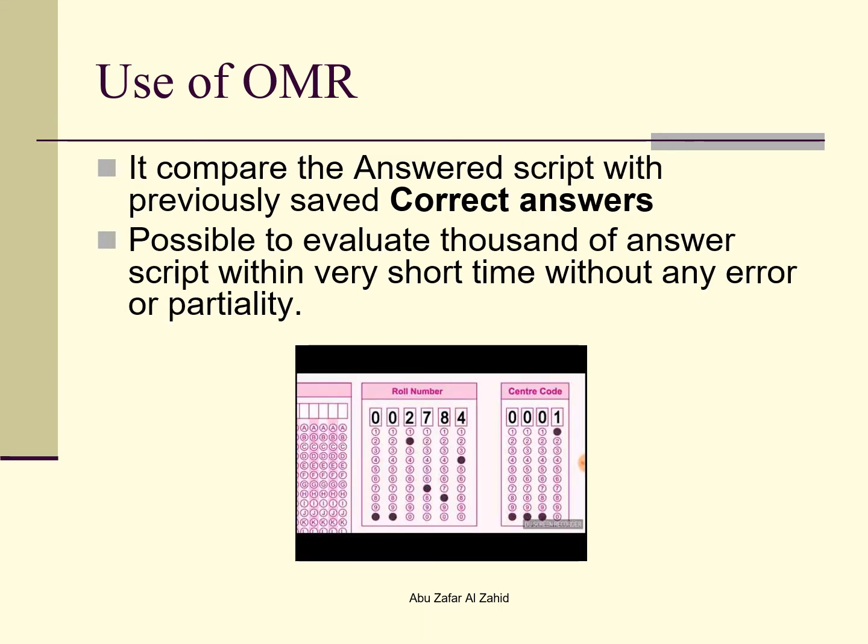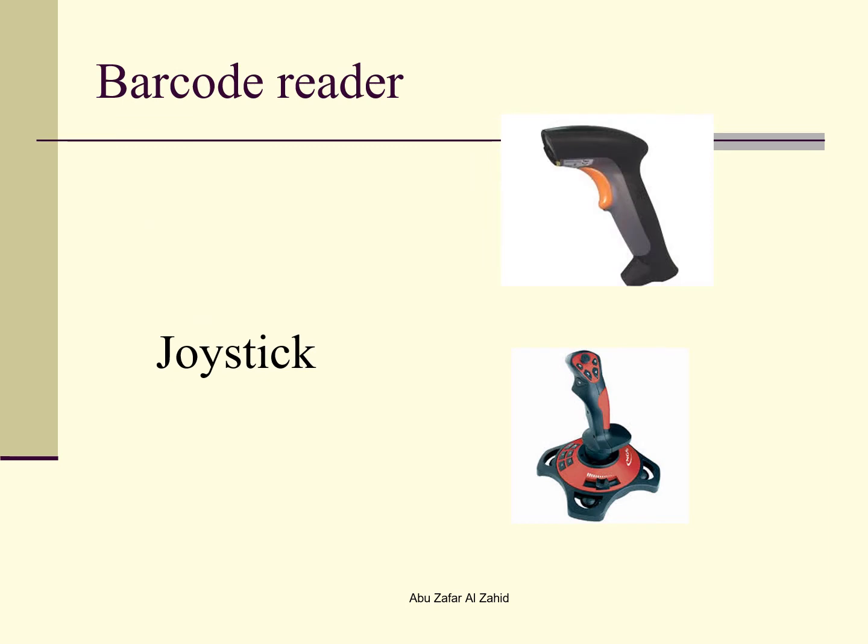How OMR works: basically, it compares the answer script with the previously saved correct answer. It is possible to evaluate thousands of paper scripts within a very short time without any error. Barcode reader and joysticks are also input devices. Barcode reader is used in shops to read the barcode of products. Joystick is used in gaming. It is used to control in the gaming.